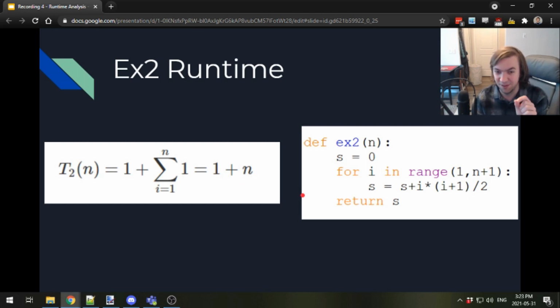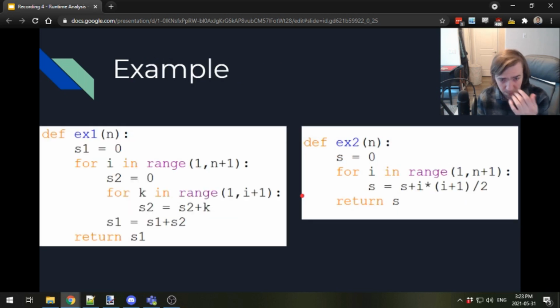Well, now that we've done that, let's actually go back and do the kind of the opposite of what I said before, which is let's look at what these functions were actually doing. Well, if we back up a little bit, okay, what's happening in here? We got I going up from 1 to n plus 1, so this loop's going to go n times. We got S1 and S2. K is going to go up to I. S2 is going to be S2 plus K.